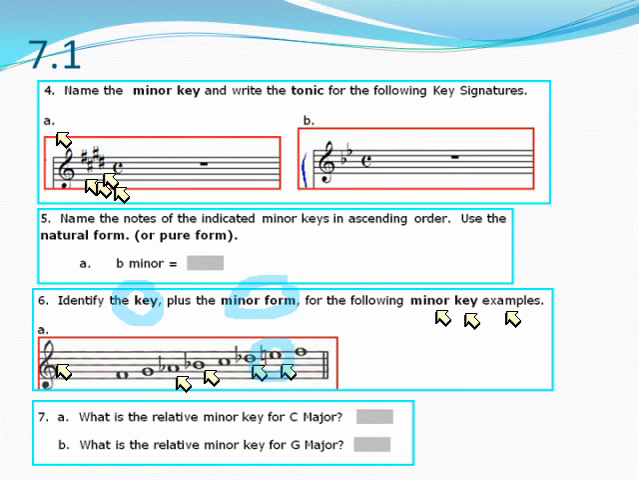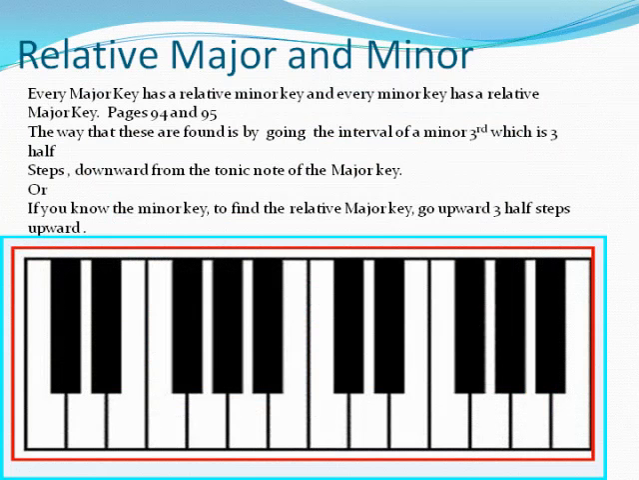Okay, number 7. This is a little bit different. What is the relative minor key for C major? All of these are relative minor or relative major. For every major key, there is what we call a relative minor key. And for every minor key, there is a relative major key. They are related because they use the same key signature. The key of C major has no sharps or flats. It begins right here on C and it ends on C. C, D, E, F, G.